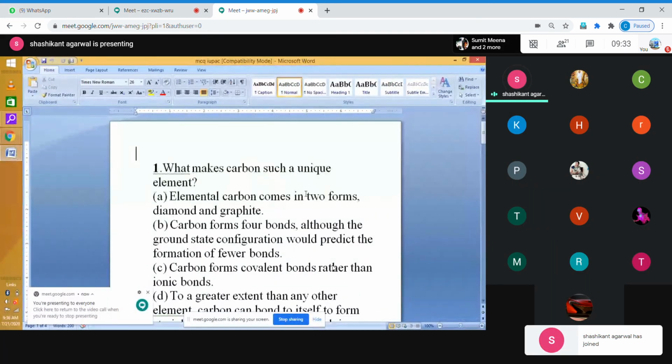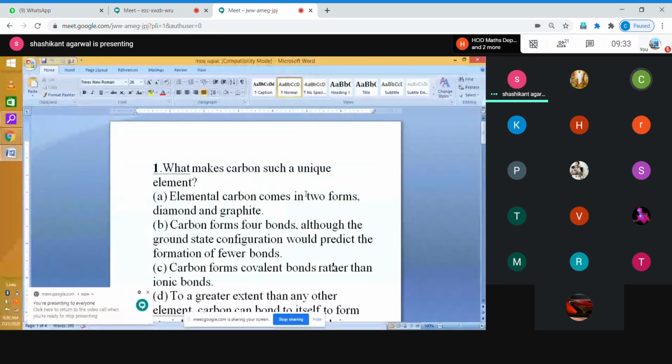Yes, children, are some questions visible to you on your screen? Yes, sir. Okay, so let us start with the first question. Now these are some options which might be similar and might be misleading, but you have to select the most correct option. So what makes carbon such a unique element? You can just go through the options.